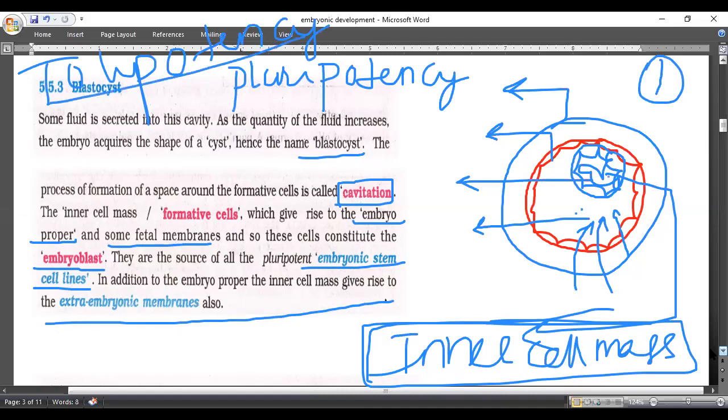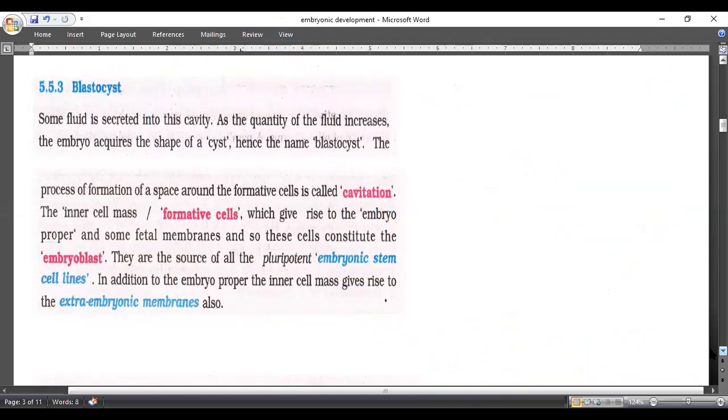Now the inner cell mass has the capability to produce some fetal membranes and also the embryoblast, the future embryo. That is called pluripotency. We'll discuss totipotency, pluripotency, multipotency and unipotency separately, but you just try to understand the series and the sequence you need to follow.